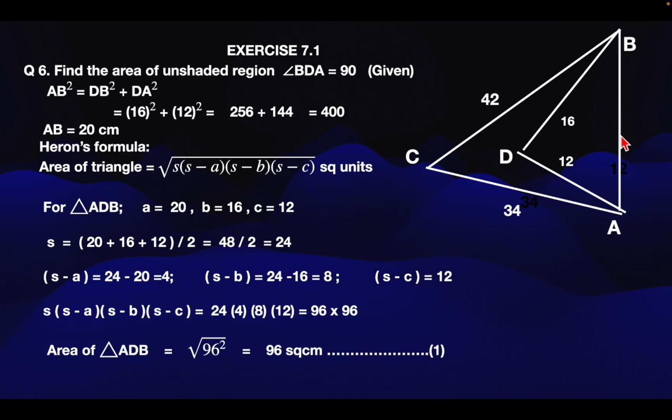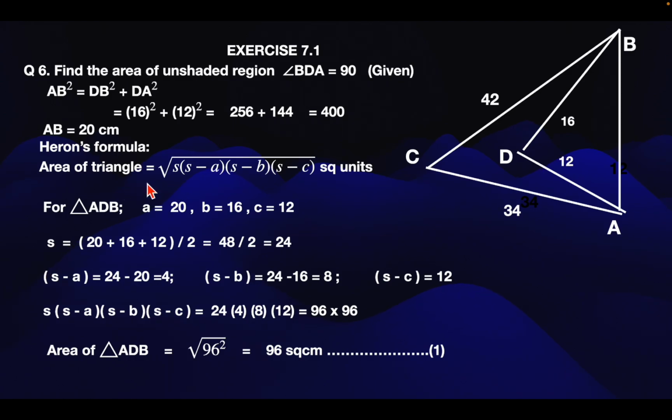So we found the length of this side. It is 20 centimeter. Now let's take this small triangle and apply Heron's formula to find its area. It is equal to square root of S into S minus A, S minus B, S minus C. A, B, C are the sides of this triangle. So let us take side A as 20, B as 16, C as 12. Now let us find S, the semi-perimeter. We add the three sides and divide by 2, and you'll get 24. So you have A, B, C and S.